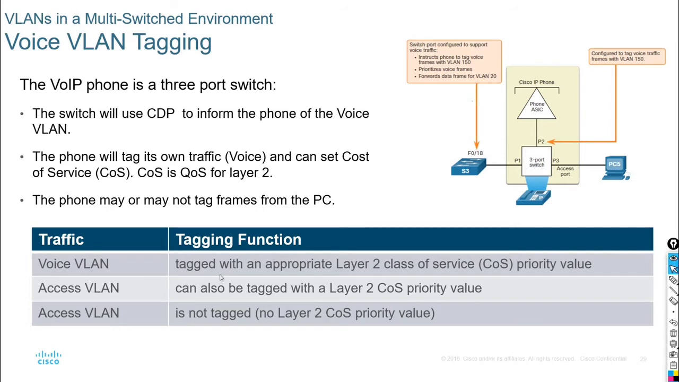So voice VLAN is tagged with the appropriate layer 2 class of service priority value, and access VLAN can be tagged with the layer 2 CoS priority value, or it is not tagged, with no layer 2 CoS priority value here.